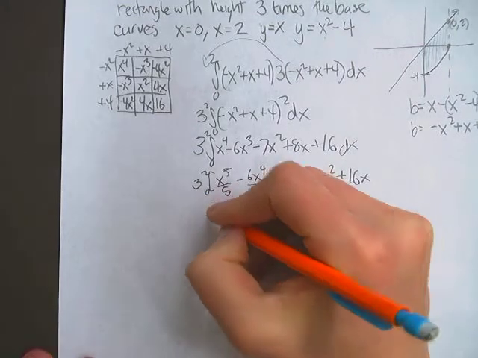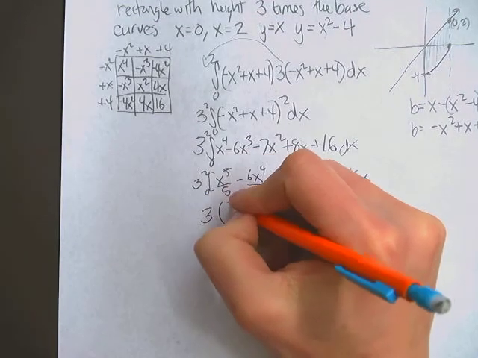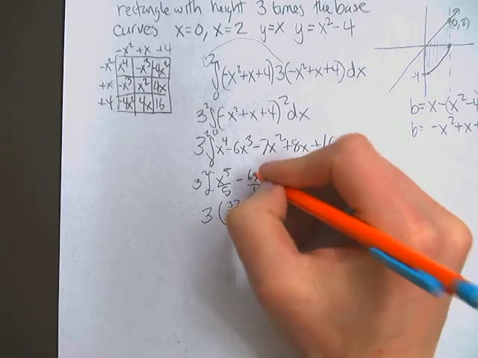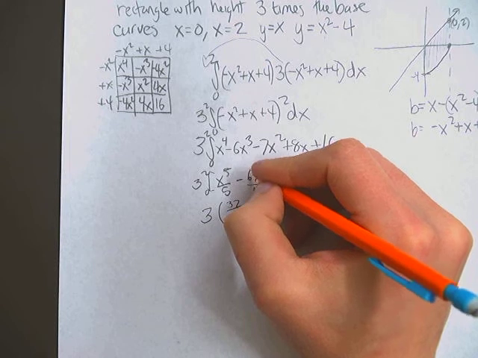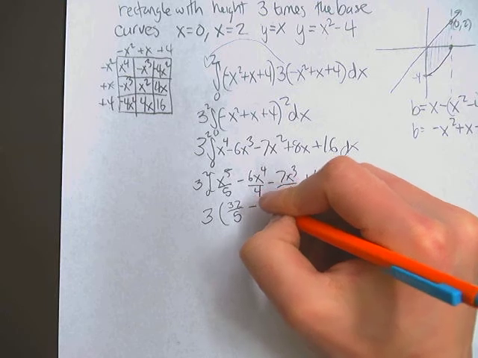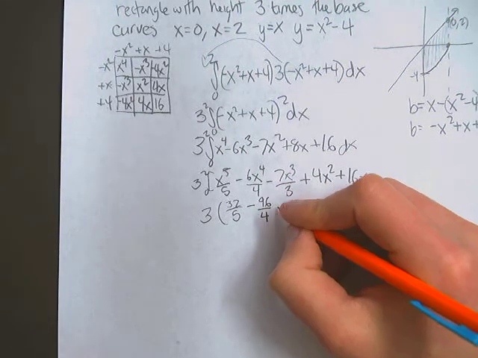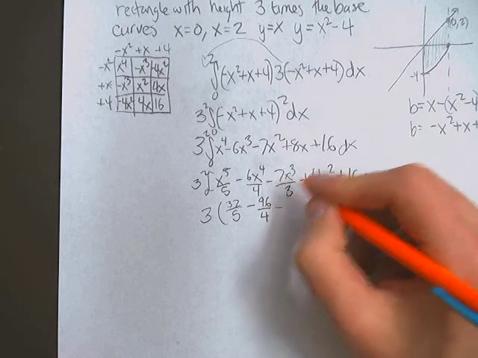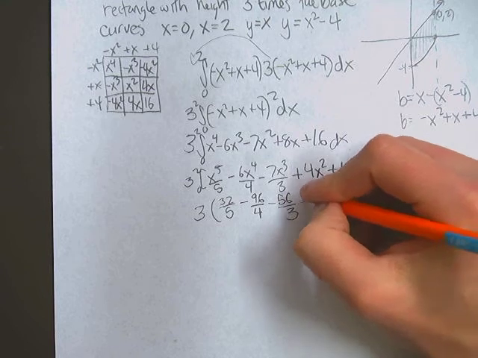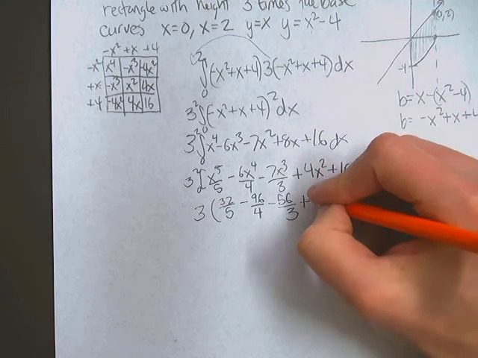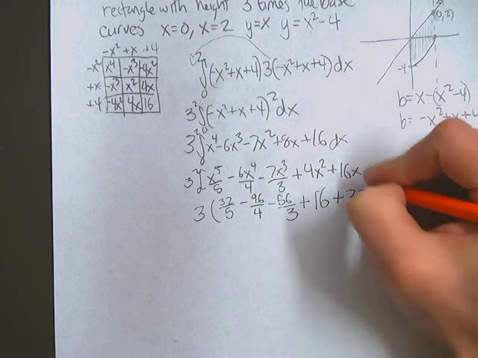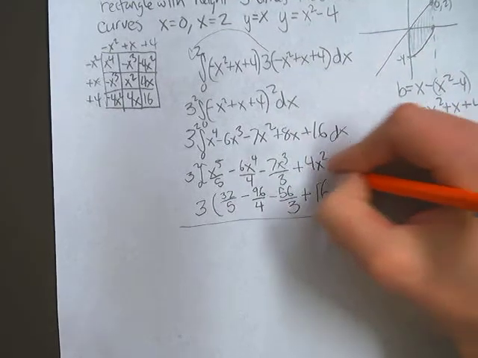And now I just plug in 2. So it's 3 times 32 over 5 minus 16 times 6 is 96 over 4. Oh, that's clean. Minus 8 times 7 is 56. Plus 4 times 4 is 16. Plus 2 times 16 is 32. And that would be a fine way to leave your answer.